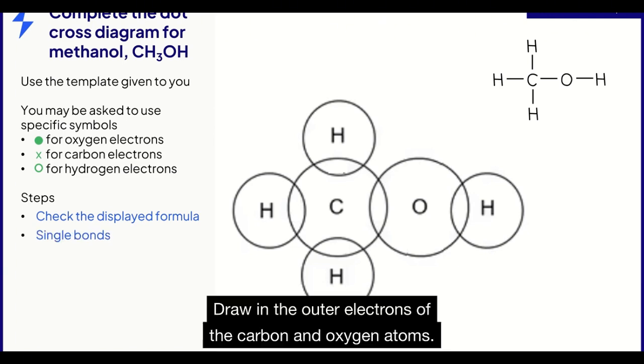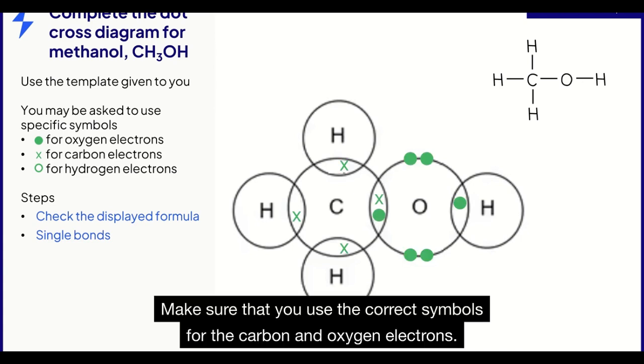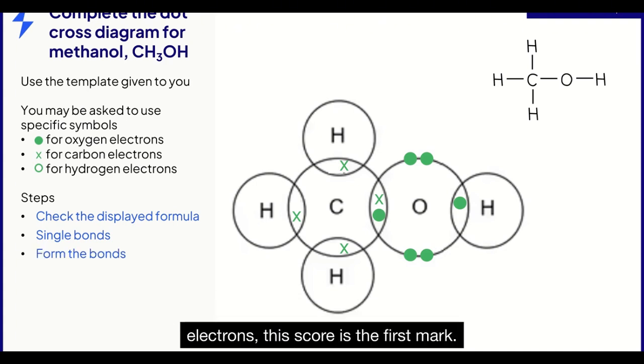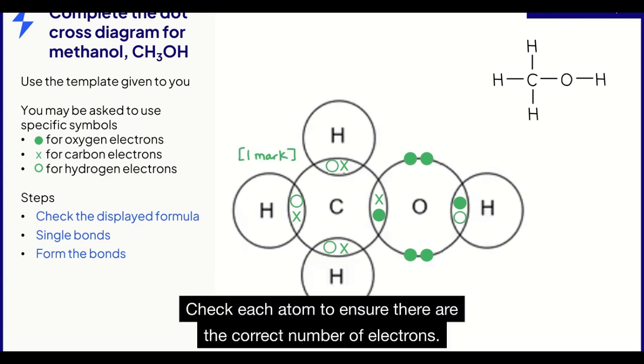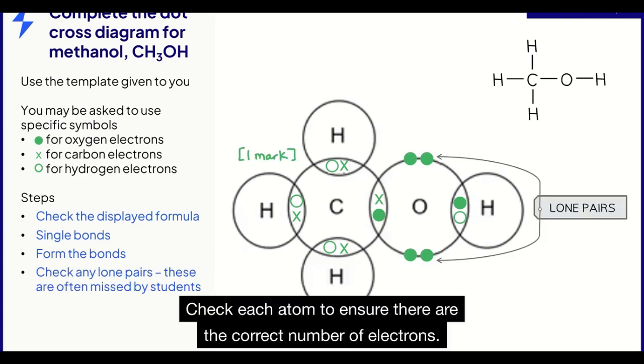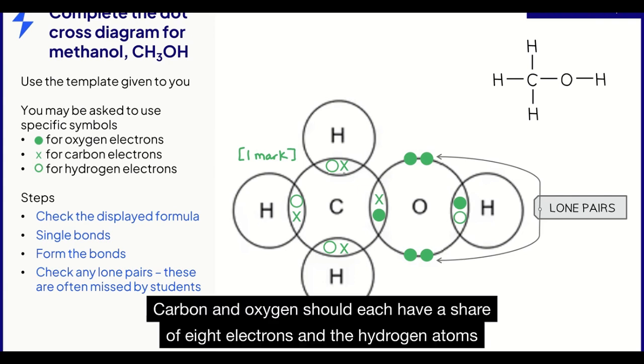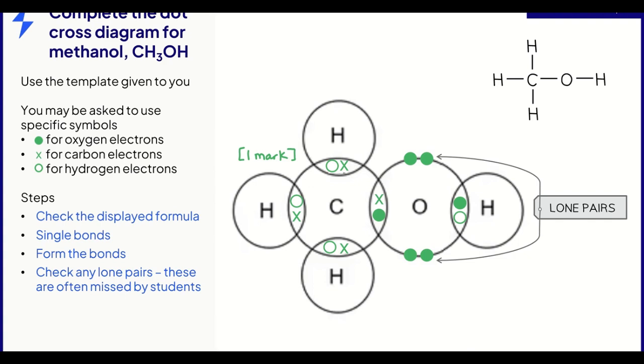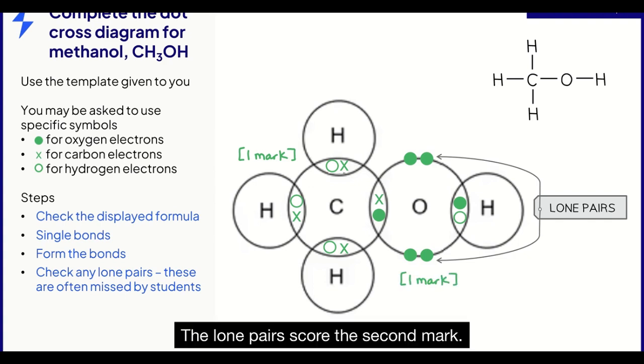Draw in the outer electrons of the carbon and oxygen atoms. Make sure that you use the correct symbols for the carbon and oxygen electrons. Form the remaining single bonds using the correct symbol for the hydrogen electrons. This scores the first mark. Check each atom to ensure there are the correct number of electrons. Carbon and oxygen should each have a share of 8 electrons, and the hydrogen atoms should have a share of 2 electrons. The lone pairs score the second mark.